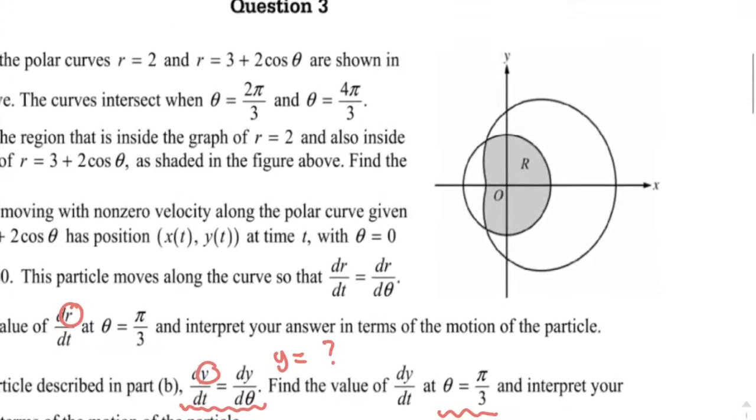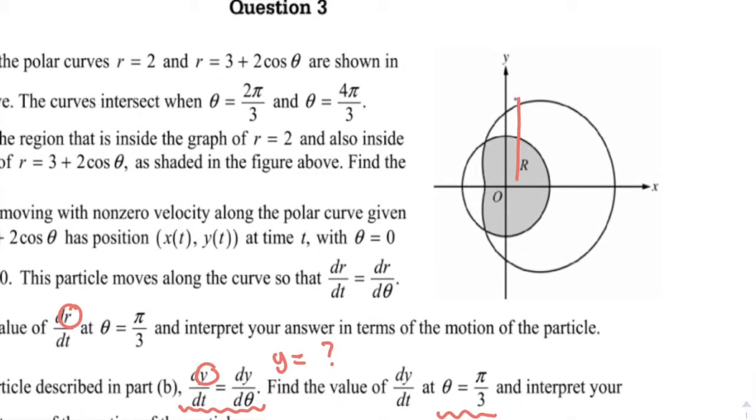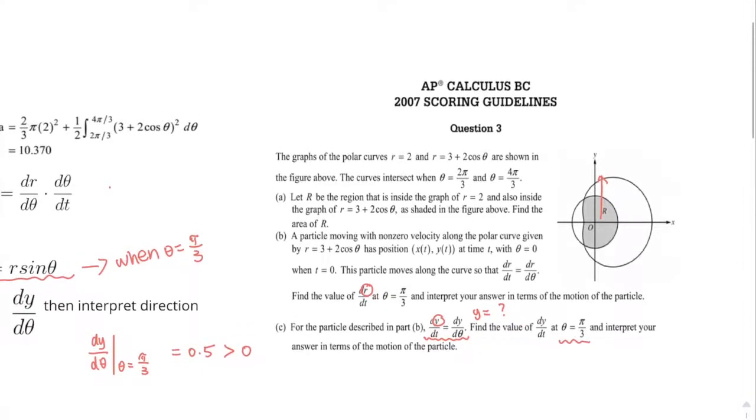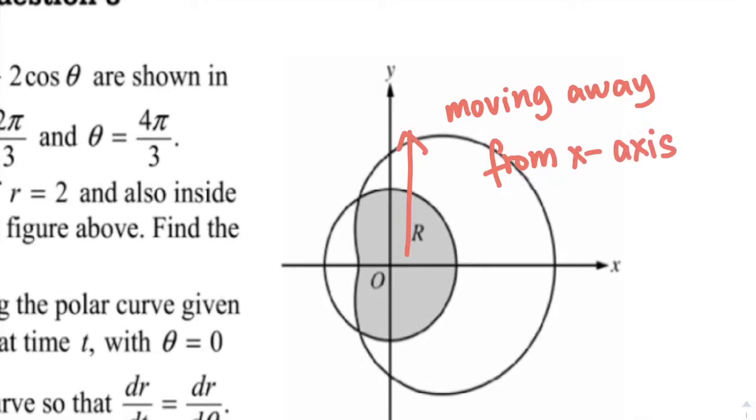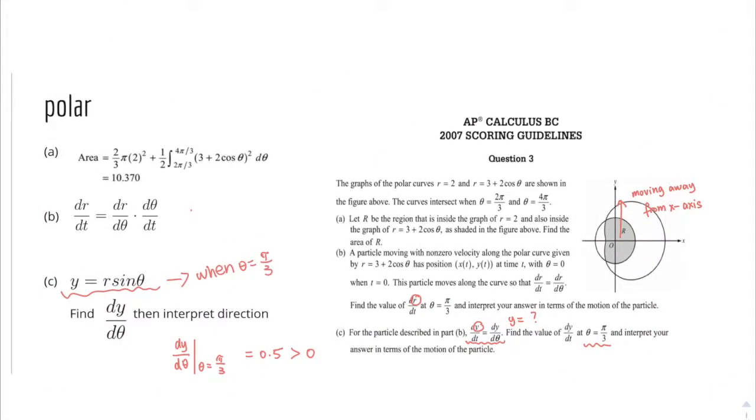When it is larger than 0 and it is the value of y, it is different from part B. The particle is actually moving away from the x-axis because the y value keeps increasing. Then we just write down that the particle is moving away from the x-axis. And that's the answer for this question.